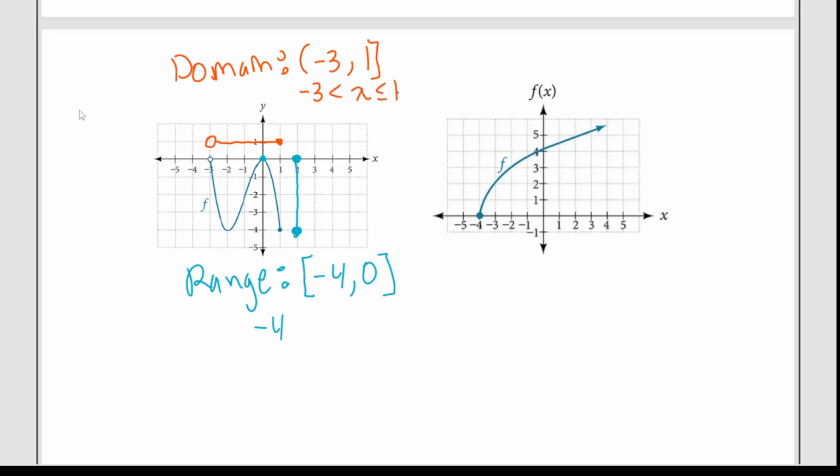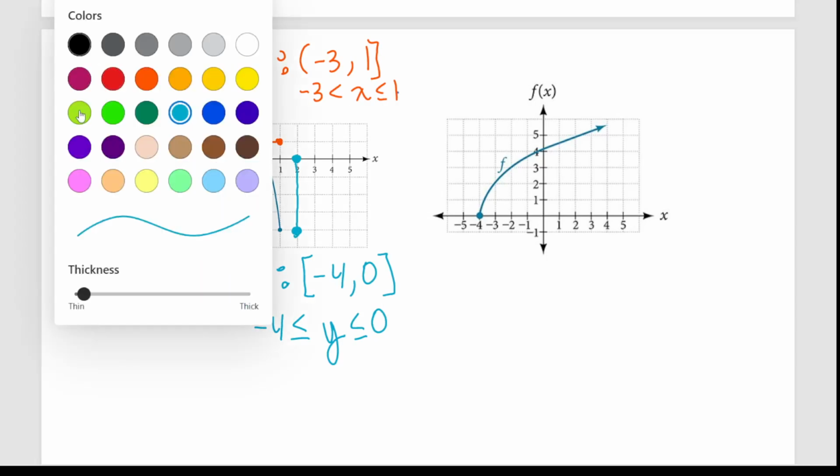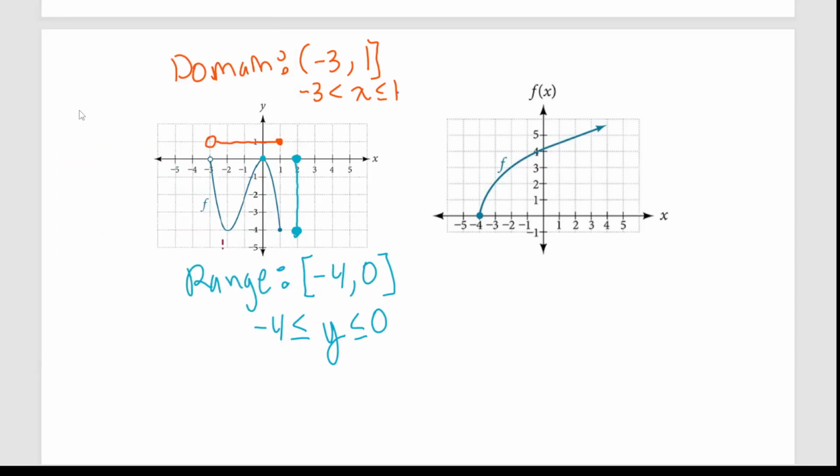Or you could list this as -4 is less than or equal to y, which is less than or equal to 0, and that would work as well. To determine if it's a function, you again want to picture the vertical line test, and here it does look like this one would pass the vertical line test because it only hits each vertical line once. So yes, it is a function. It does pass the vertical line test.